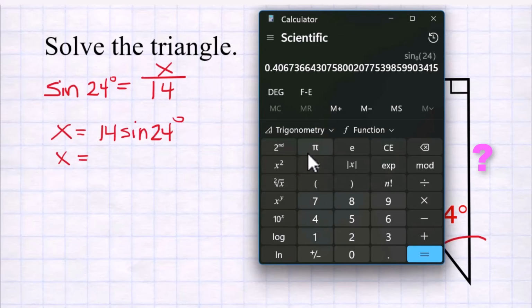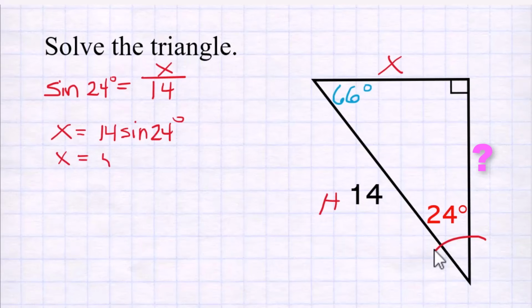And remember, you're going to enter it on your calculator differently than I'm doing it on the computer calculator, but if you're using a computer calculator, this is how we do it. Find the sine of 24 degrees first, and then take that answer times 14. 5.694. All right, so I know this side.